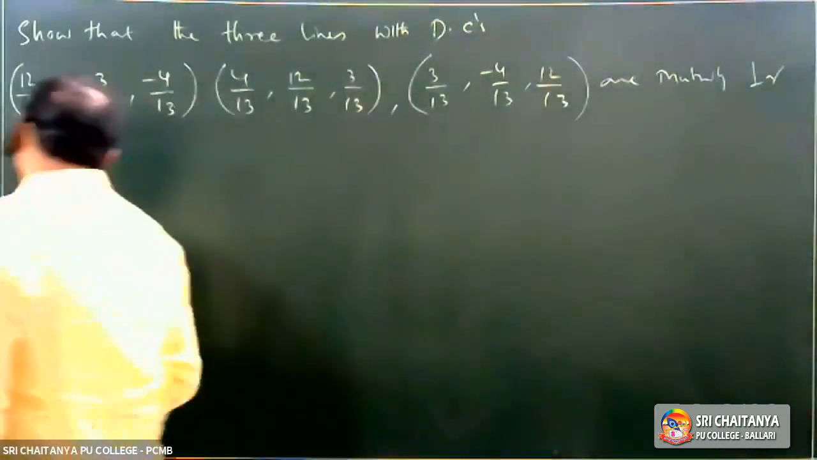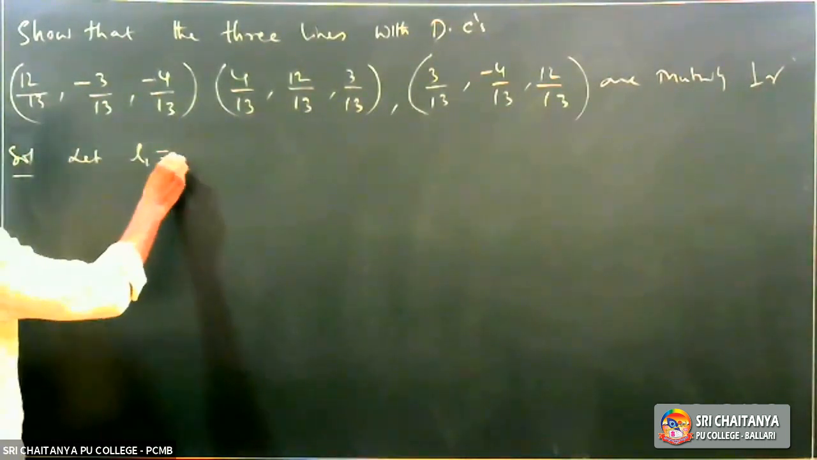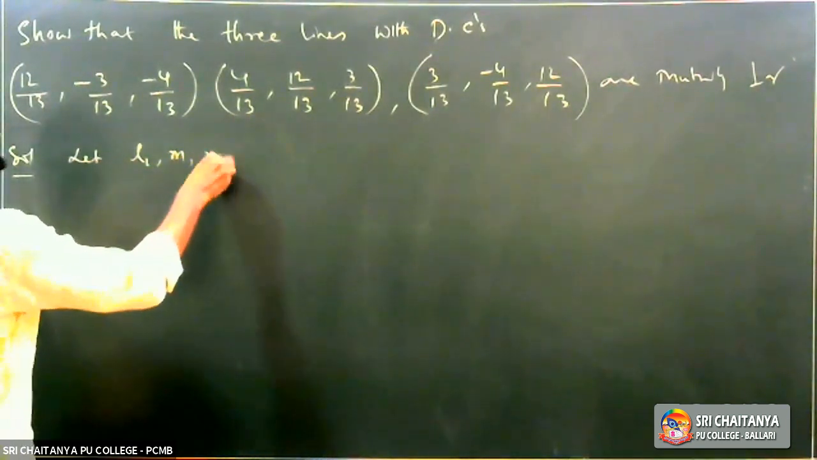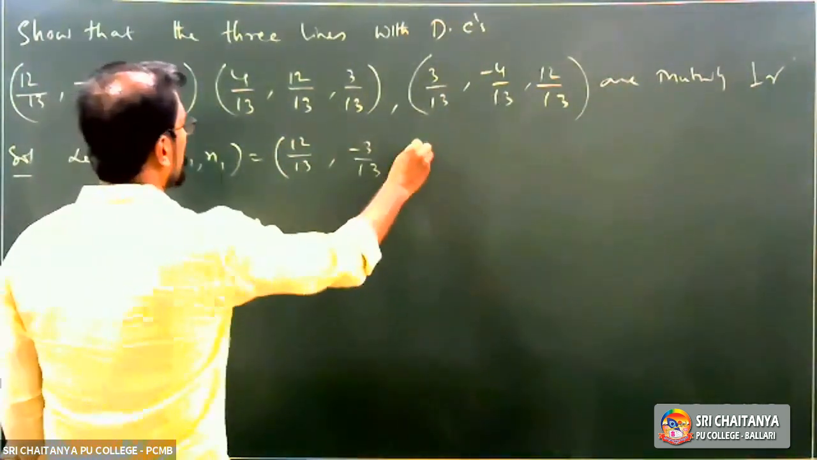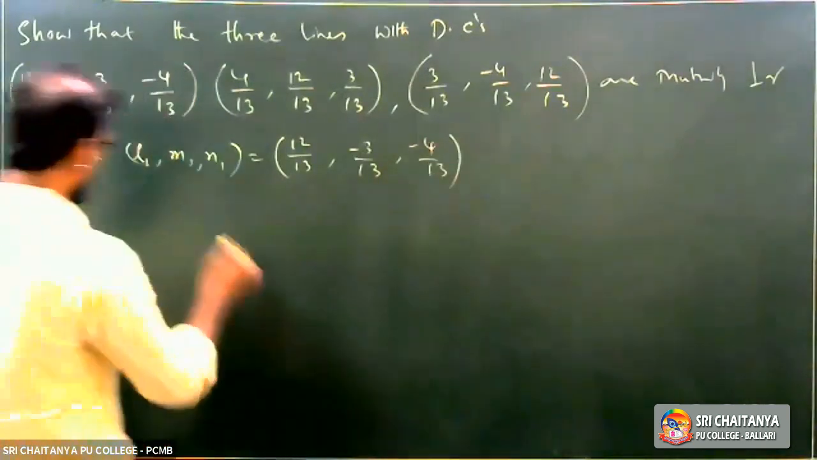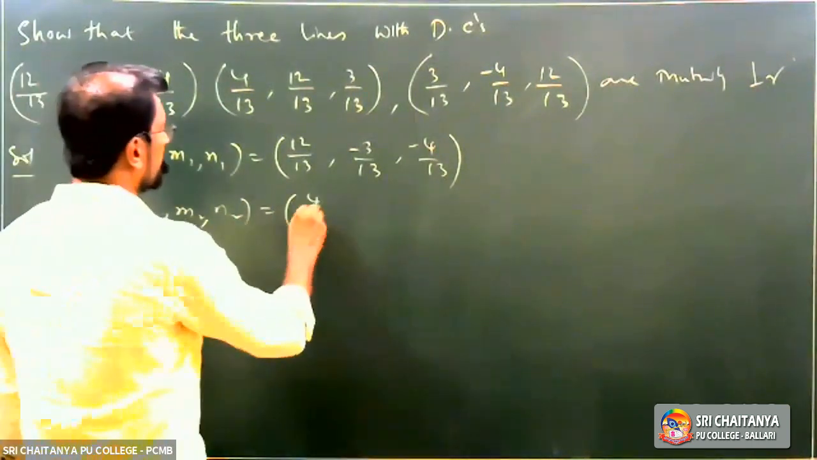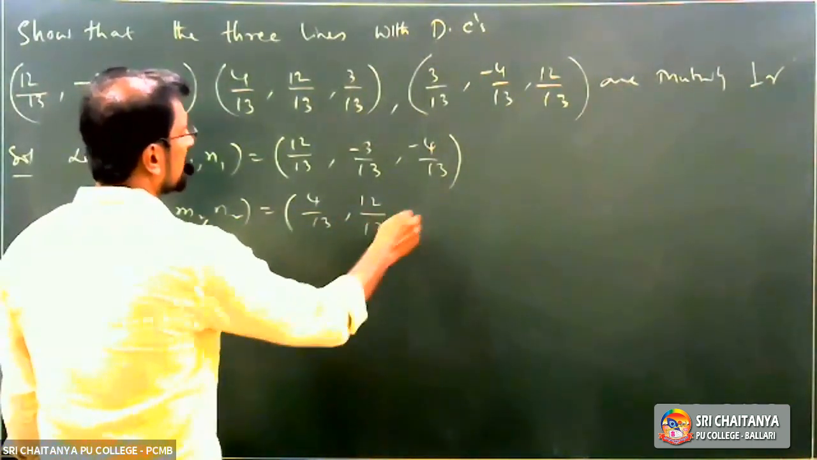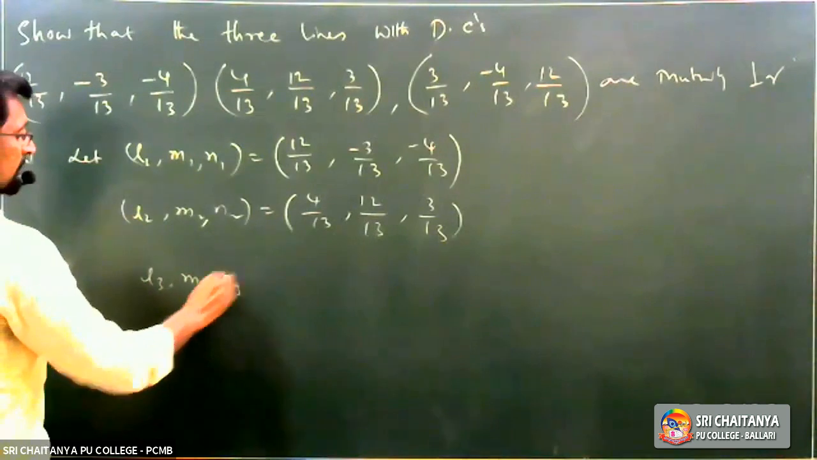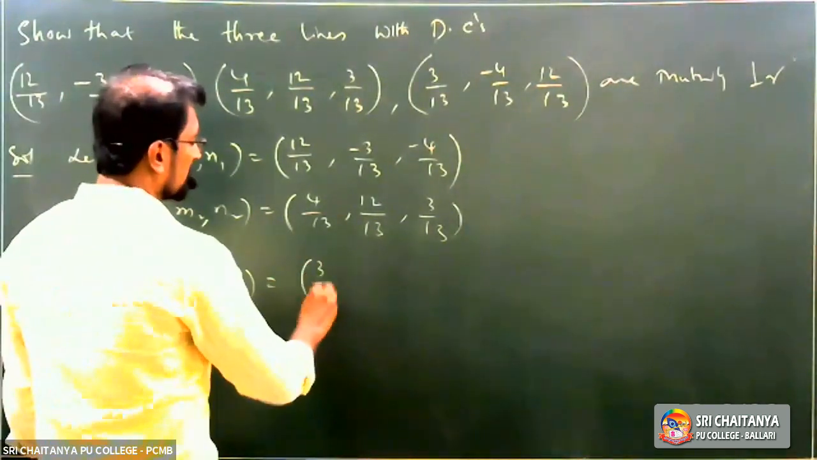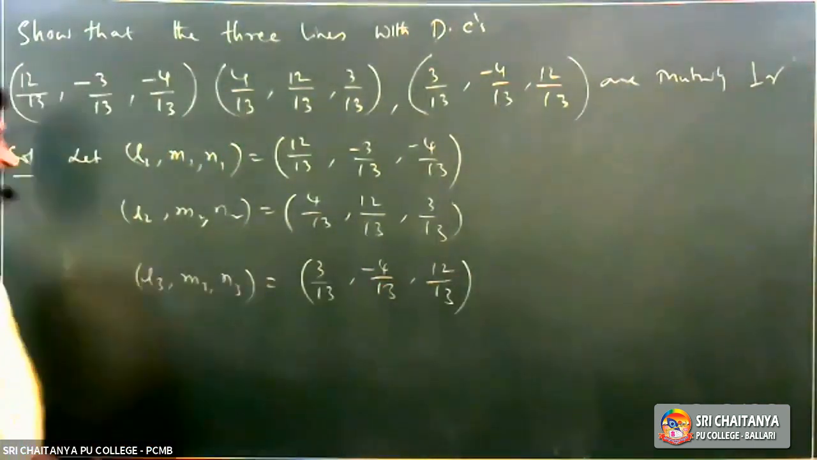So, I am going to start the problem. Let L1, M1, N1 is equals to 12 by 13, minus 3 by 13, minus 4 upon 13. Now L2, M2, N2 is equals to 4 by 13, 12 by 13, 3 by 13. L3, M3, N3 is equals to 3 by 13, minus 4 by 13, 12 by 13.